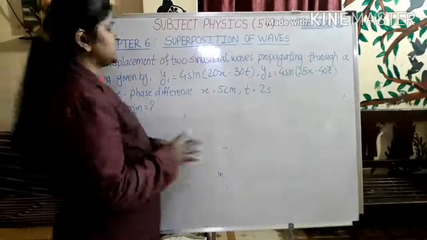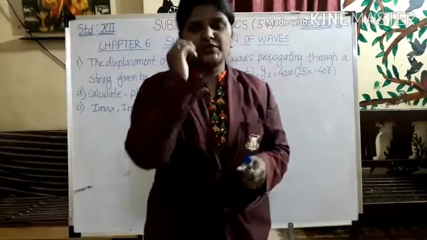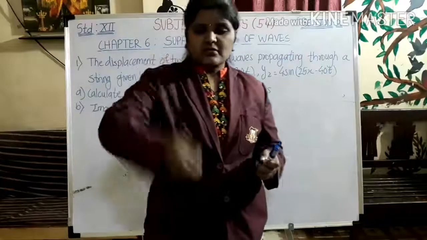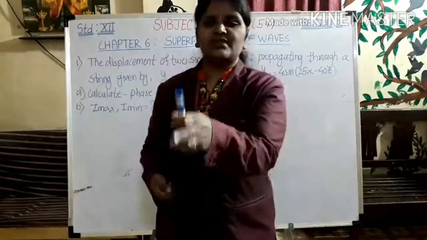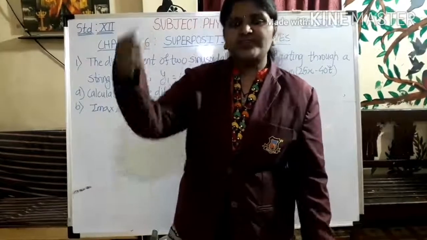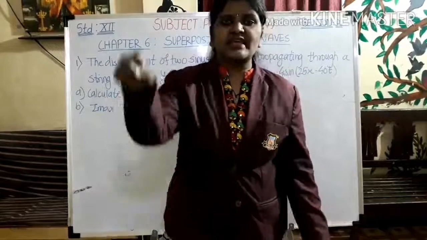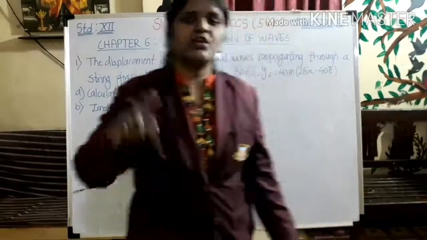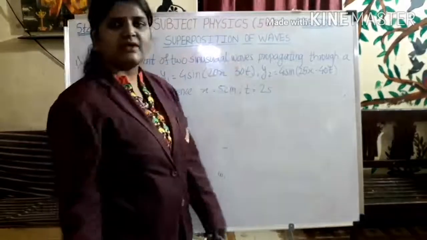What are you going to find out? First of all, try to understand the equation. What is the given equation? When a string is moved like this, when one end is attached to a rigid support and the other end is in my hand, and if I move that string like this, it will create a sinusoidal wave. So what equations are we getting by doing this? The equations are this, y1 and y2.